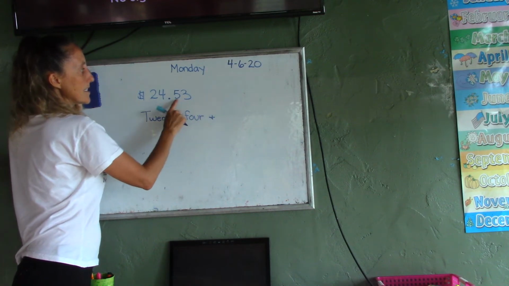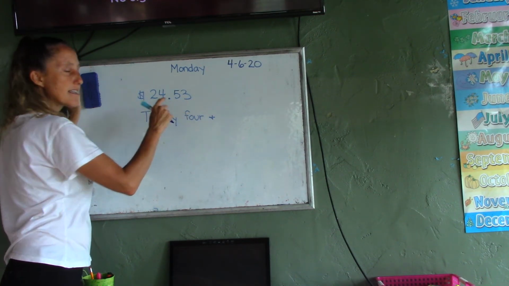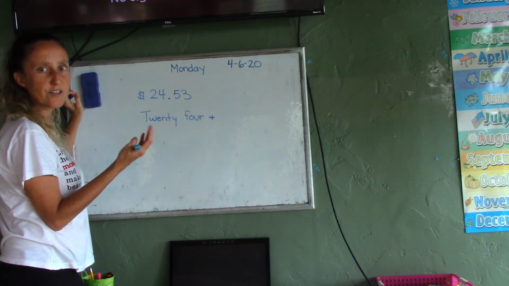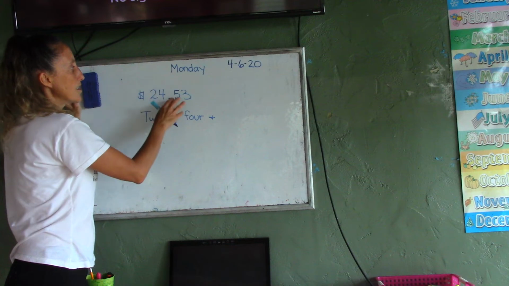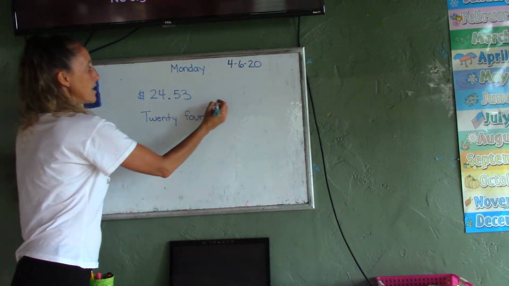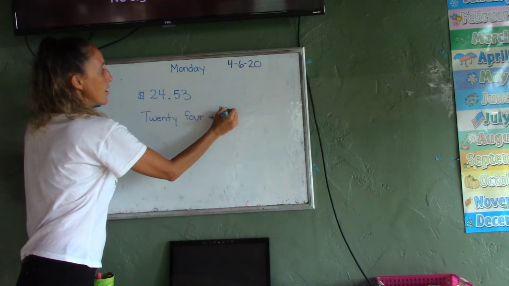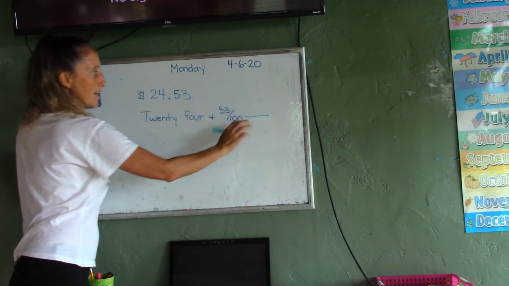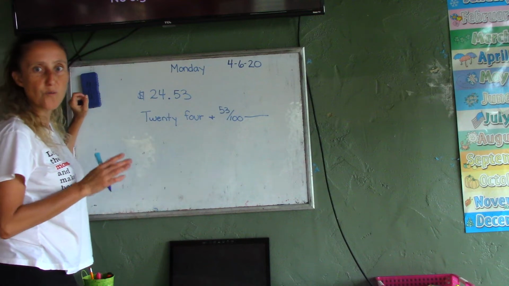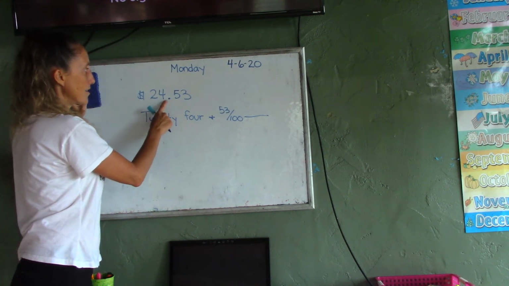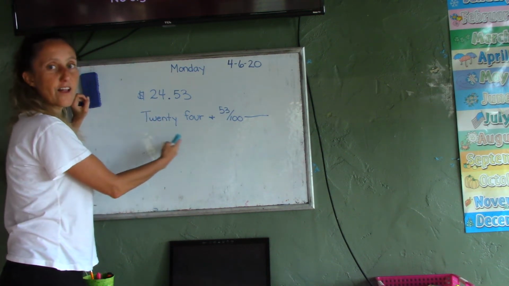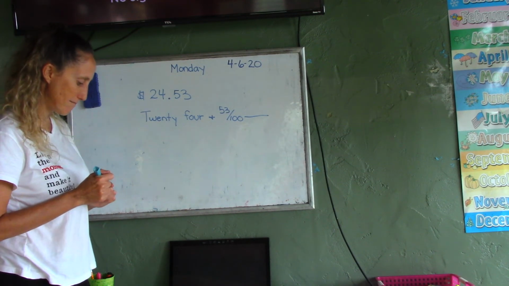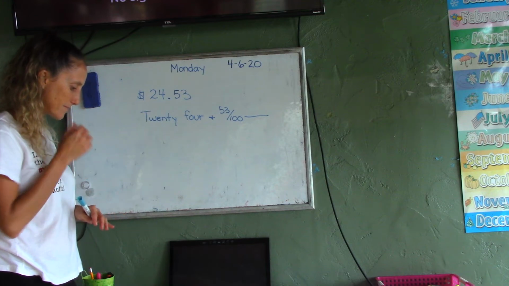And then you put, this is the cents. And how many cents are in a dollar? How many cents are in a dollar? How many pennies are in a dollar? 100. So this is 53 out of 100, right? So 53 over 100. And then if you're not to the end yet, you want to draw a line to get to the end. So that's writing a check for $24.53 on the amount line. Okay. All right.